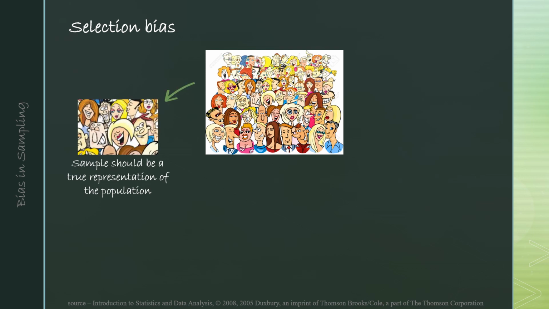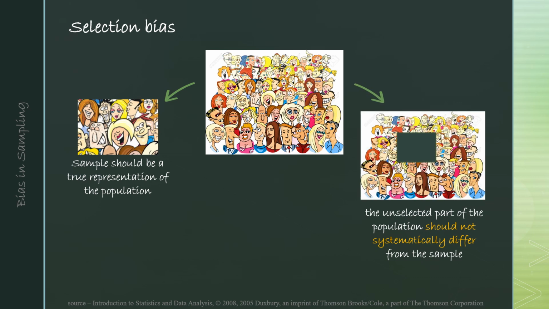Selection bias. As discussed, sample should be a true representation of the population. In other words, the unselected part of the population should not systematically differ from the sample, that is, the selected part. For example, when the sample fails to include people who are homeless, or those who do not possess a car, or those who do not have a telephone connection, etc., when the study involves a population in a given locality.